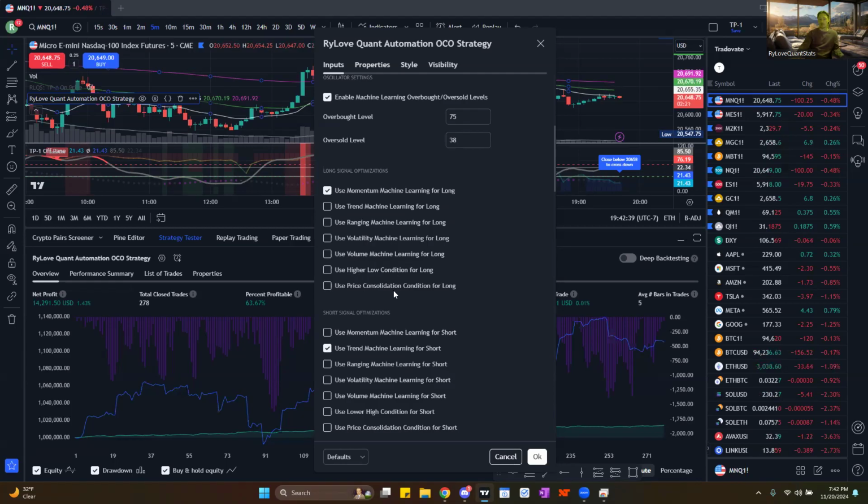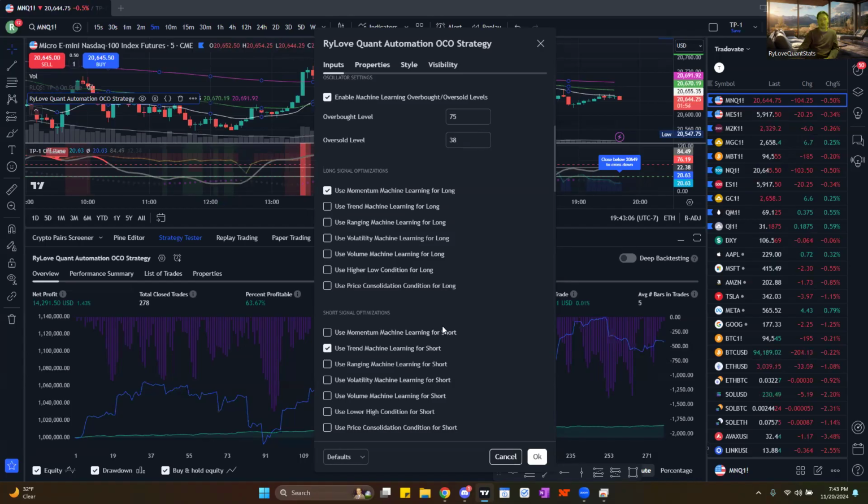The higher low and the price consolidation conditions remain the same. So price must consolidate a certain amount. And then this is essentially another trend filter to ensure that we have higher lows, such as right here. So we come up, we set a higher high, we come down, we set a higher low, because this point is higher than this point. So it's a higher low, and that essentially would confirm an uptrend for you as well. So not too much has changed here.